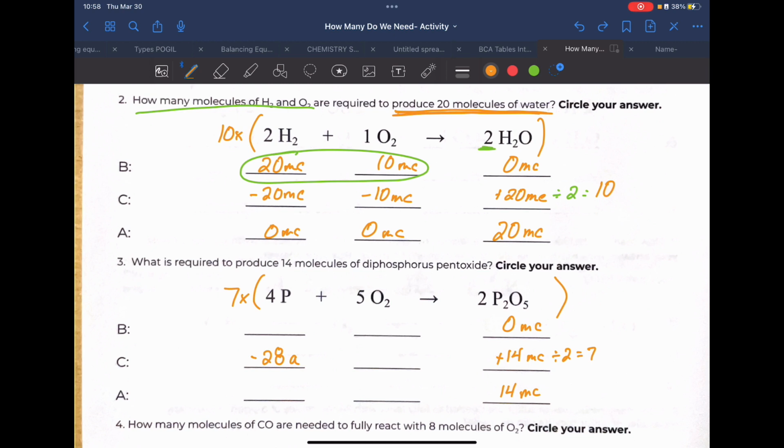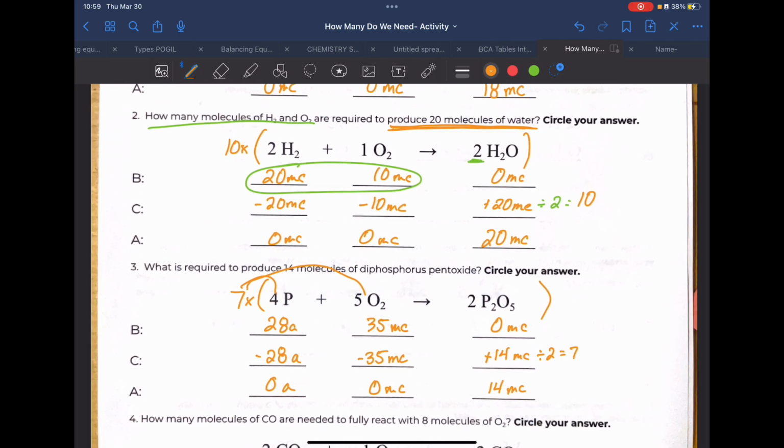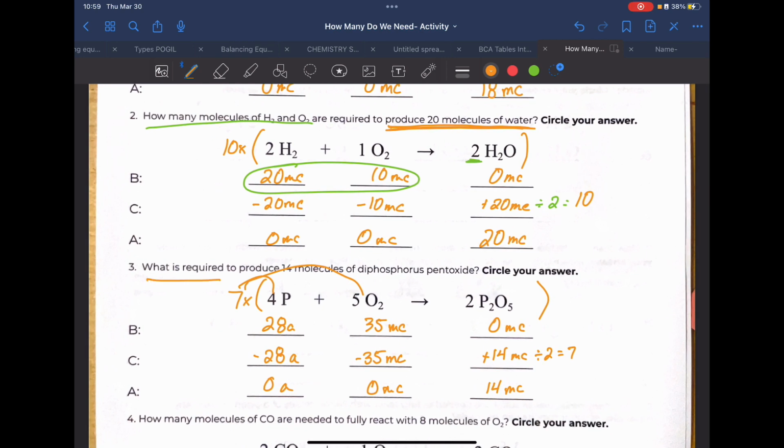28 atoms of phosphorus being used. 7 times 5 is 35 molecules this time of oxygen being used up. In order to spend it, I got to have it. Do my subtraction. Circle my answer. This is what is required in order to produce those. That's going to be this. That's my reactant in the beginning.